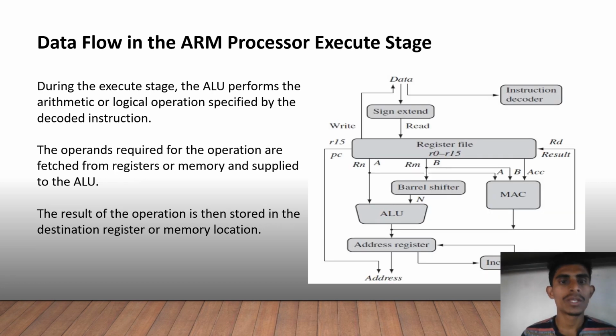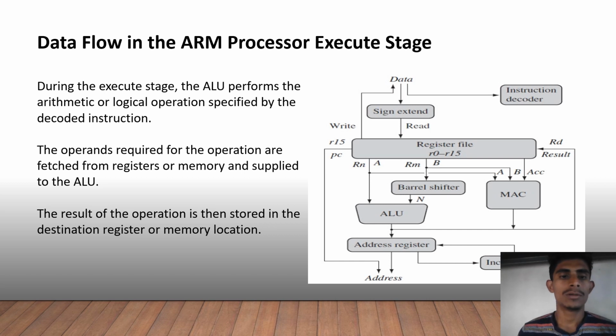And now the data flow in the ARM processor execute stage. We are going to study the execute stage in this slide. During the execute stage, the ALU performs arithmetic or logical operations. Arithmetic, we know, is plus, minus, division, multiplication, and these are logical, we know: the AND, OR and NOT gates. OR is an addition operation, the AND gate is a multiplication operation, and the NOT gate, we all know, if we give false, it becomes true, the opposite.